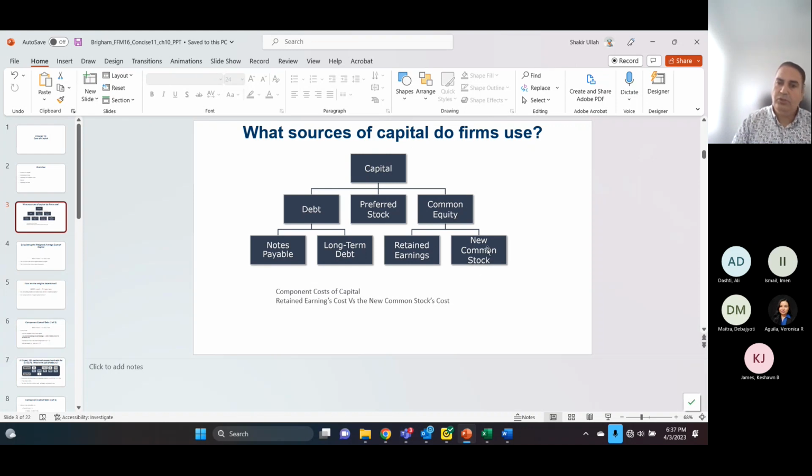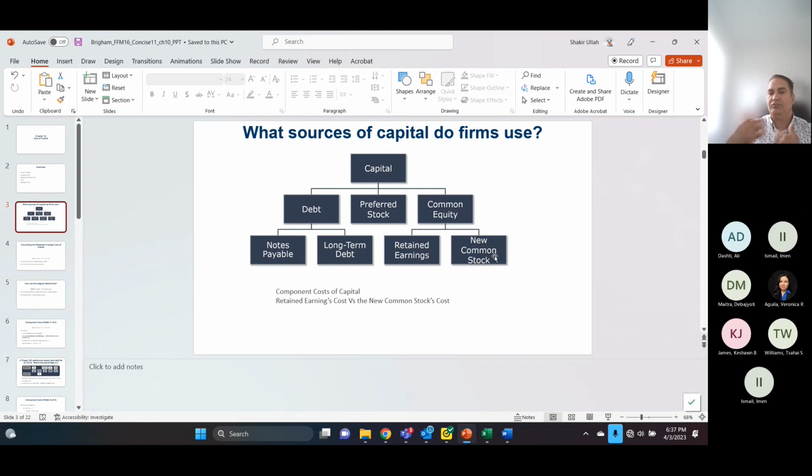One is when you issue new common stock. So you issue new shares to the market, and the market buys the shares and gives you the money, so you get that new equity. But at the same time, when the company earns some money, we pay a portion of that to the common stockholders as dividend, and a portion is retained by the business for reinvestment purposes. And that is what we call the retained earnings.